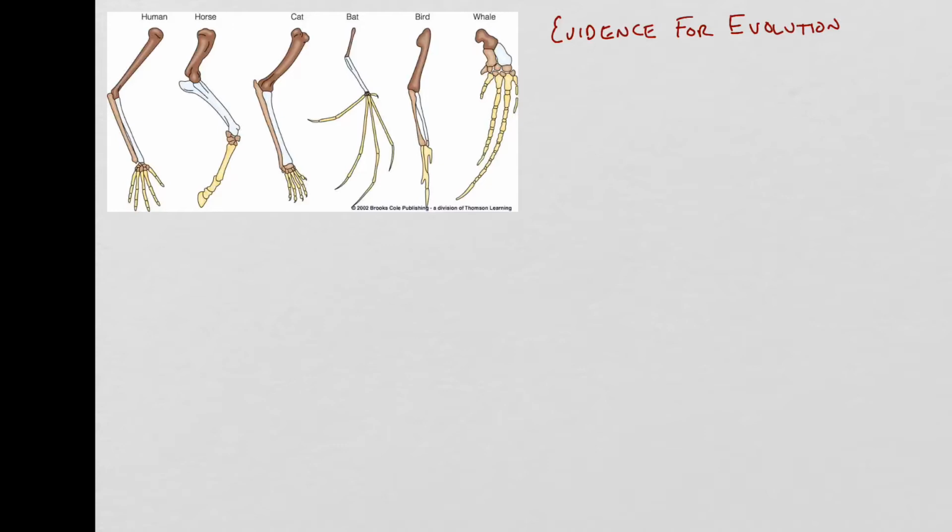So we're going to go through 4 or 5 different pieces of evidence, and your job is to be able to understand how it shows that heritable characteristics have changed over time. All right, this is number 1. Number 1 is a piece of information that we call comparative anatomy.